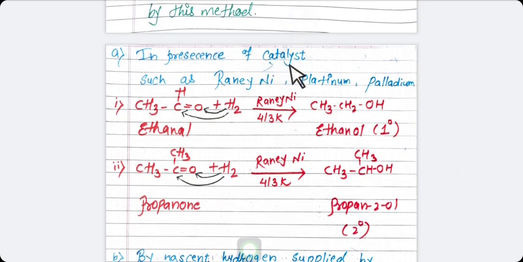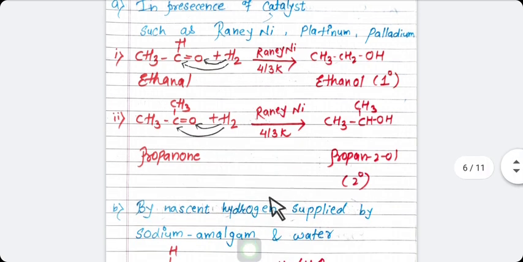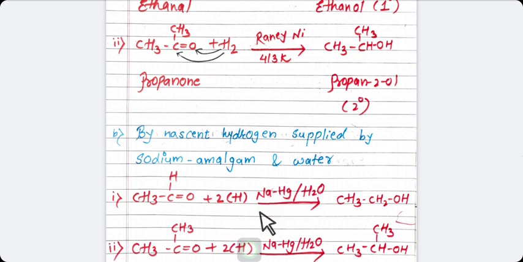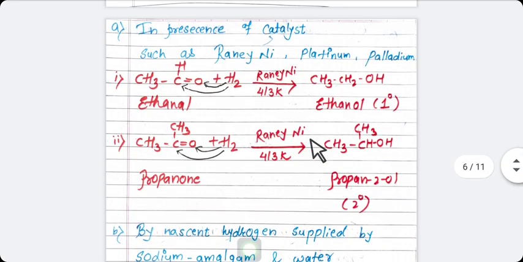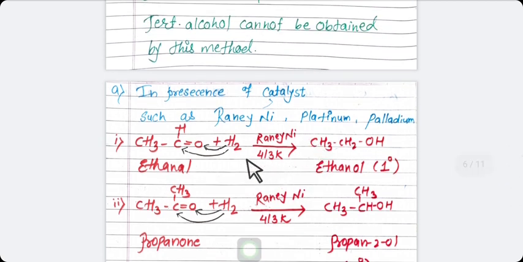In presence of catalyst, we are using hydrogen in a gaseous form, and the reaction is carried out in presence of catalyst. By nascent hydrogen, we are taking hydrogen in a nascent form in presence of sodium amalgam and water. Procedure is same, only reagents are different. Reduction means addition of hydrogen.